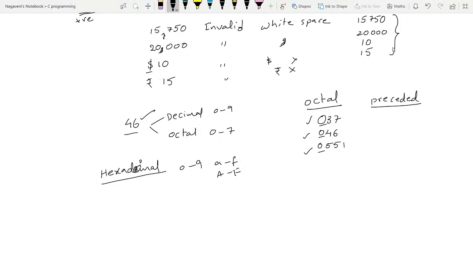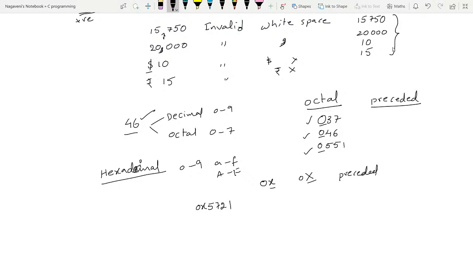And how to identify hexadecimal numbers? The number should be preceded with 0x, either with small x or 0 capital X also. Either of them I can follow. That means suppose I am writing 5721, if I am preceding it with 0x, then only it can understand that it is hexadecimal.